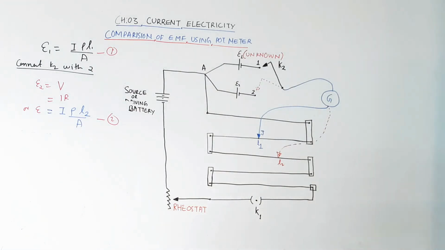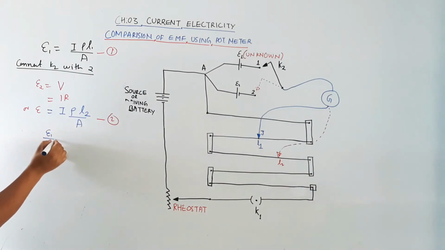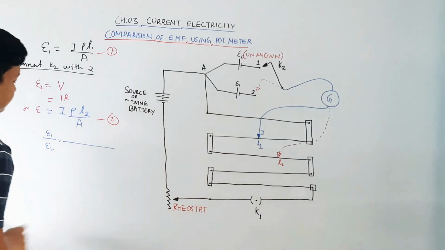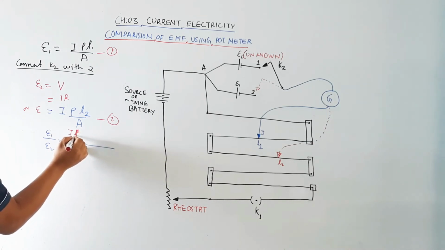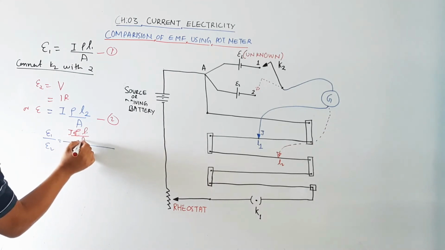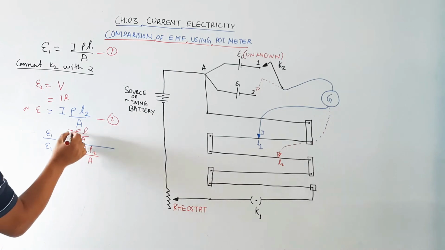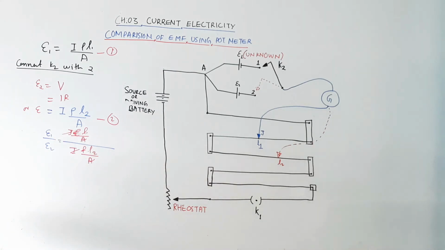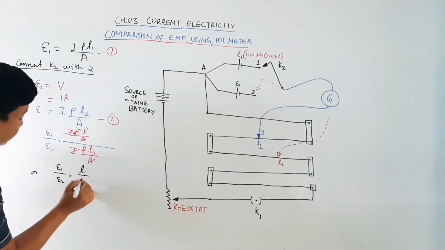Which is unknown? E1 is unknown, so I want to find E1. I will just divide equation 1 by 2. I will get E1 by E2 is equal to I rho L1 by A divided by I rho L2 by A. So I cancels, rho cancels, A cancels, and then I will get E1 by E2 is equal to L1 by L2.